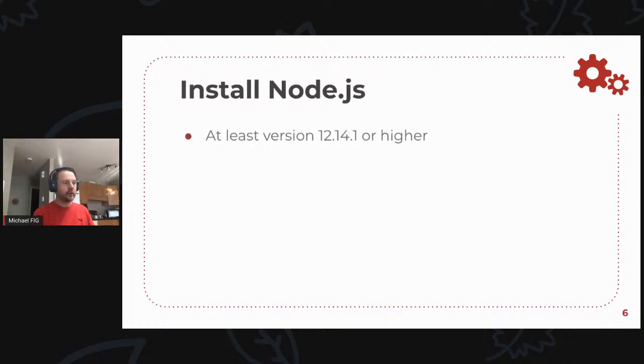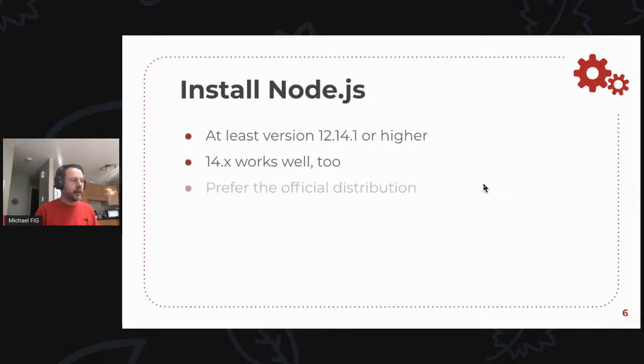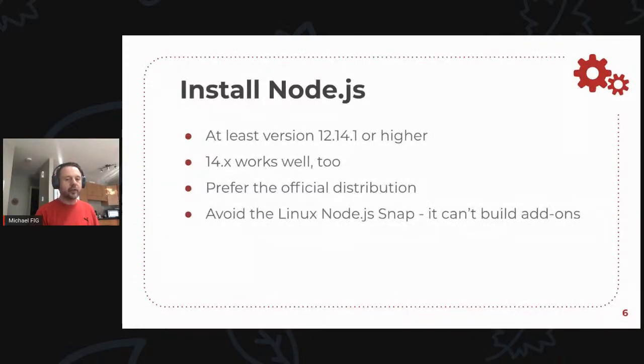With Node.js, we want to start with version 12.14.1 or higher, and 14.x also works well. 13 doesn't work for us. It won't work with the test suites we use. Also, you should use the official distribution if you can. The one you install from the nodejs.org website is the one that works best for your platform in general. If you don't want to install it that way, that's okay. The one trick with the Linux side is you don't want to install the Node.js snap because it can't build add-ons, which we currently rely on.